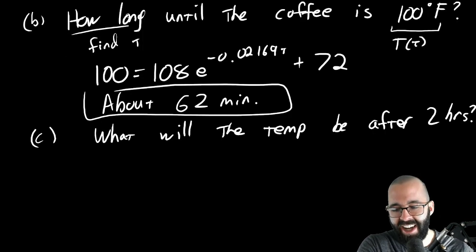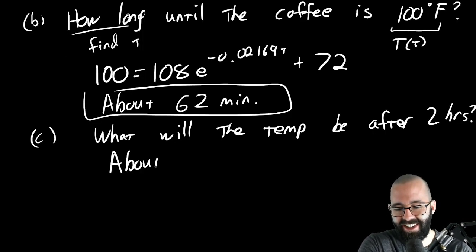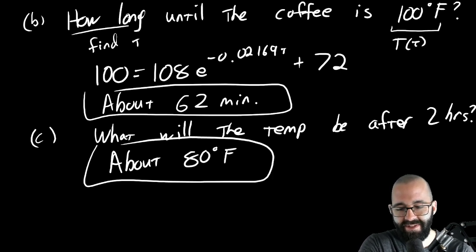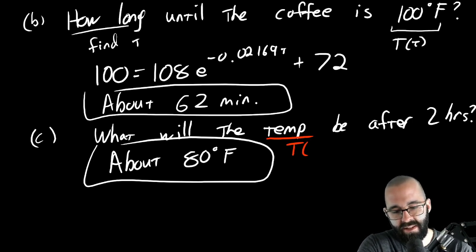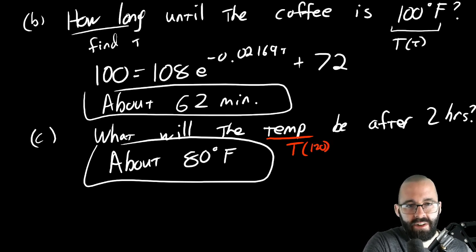But about 80 degrees Fahrenheit is our answer. But again, you could do this by hand too. What will the temperature be? That's T of t. Specifically, we want to know the value of capital T when little t is 120.